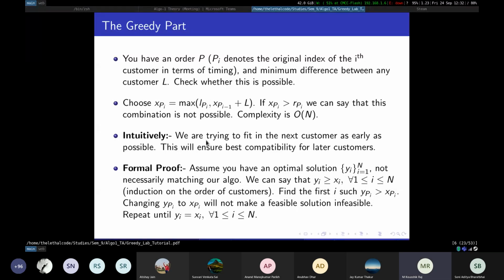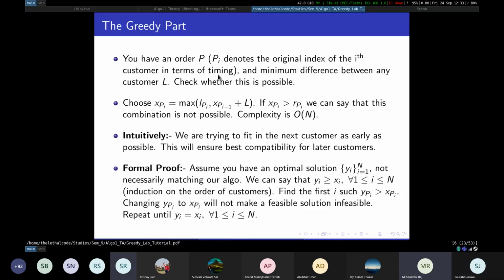Excuse me, sir. Yes. Sir, can you please once again explain the second point? Choose XPI. So okay, what happens is basically you are given the ordering of the customers and the minimum difference between any customers. Like for any customer, I have to have at least L minutes before they come and get the order. You understood this point, right?